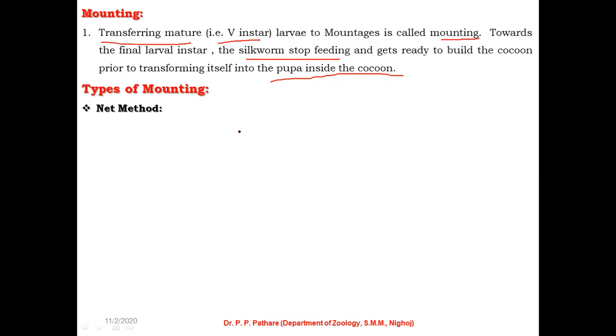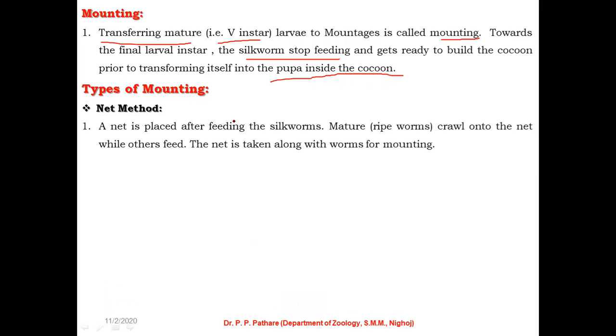Now the next point is the types of mounting. I think this is the last point of today's lecture. Net method: using a net, the net is placed after feeding the silkworms. Mature worms crawl onto the net while the others feed. The net is taken along with the worms for the mounting.